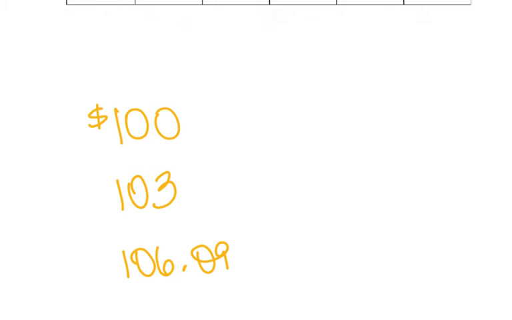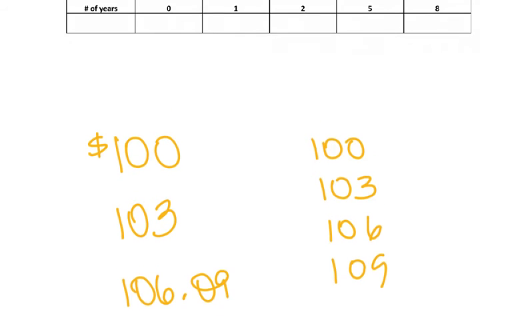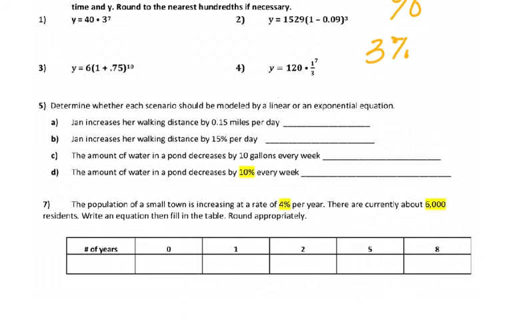So it's not growing by $3 every year. It's growing by 3%. If it was just growing by $3 and it was linear, it would be 103, 106, 109, and you're not really going to have any decimal issues there. That's how I know. So as I look at A, B, C, and D, Jan increases her walking distance by 0.15 miles every day. So every day we add 0.15 miles, add 0.15 miles. That's a constant rate of change, so that is linear.